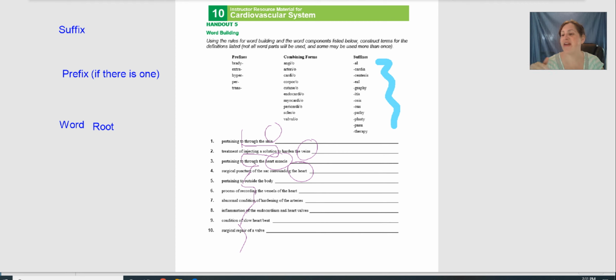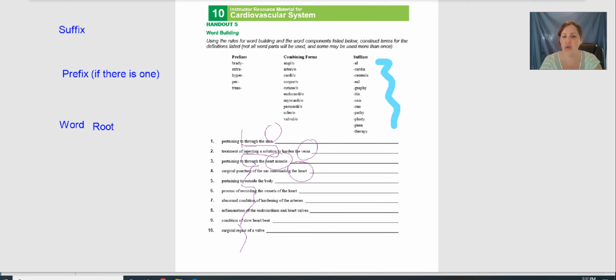Surgical repair of a valve. That one doesn't have a prefix. So we've got surgical repair, plasty, of a valve. What's the word root that means valve? Okay. And you're only going to use the prefixes, suffixes, and word roots that are on this page. You are not going to use your entire list of things. You don't have the entire list of suffixes, which is a lot of them. You only have the 10 or so that are on this page.